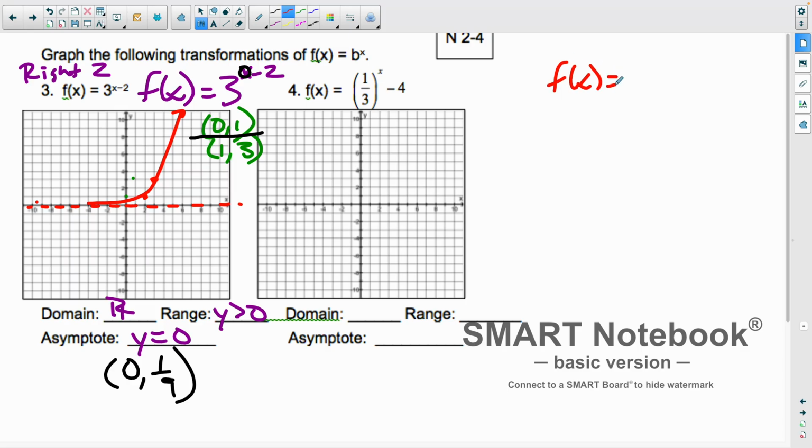F of x equals 1/3 to the x minus 4. Okay? See if you can sketch that real quick.